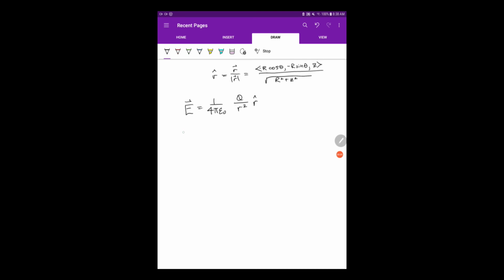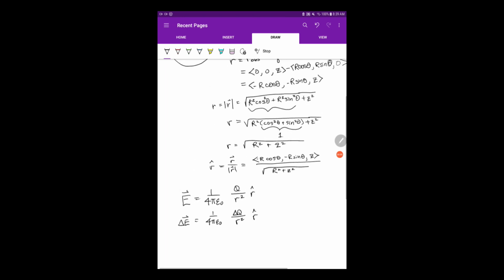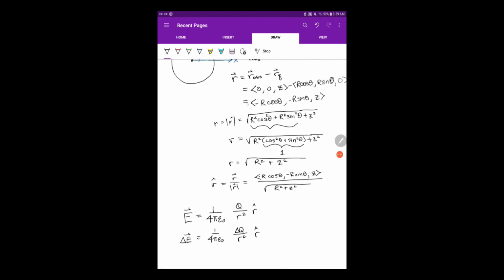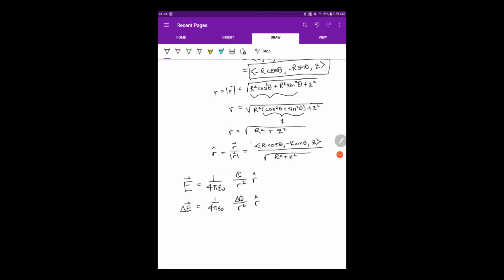Now, each point charge is going to contribute some increment to the electric field, so we rewrite this as adding incremental charge to the electric field. And then we do our substitution. We have this r vector here, which we actually don't even need, because we normalize that to get the r hat vector, and then we have an r squared in the denominator, so we need to use this.